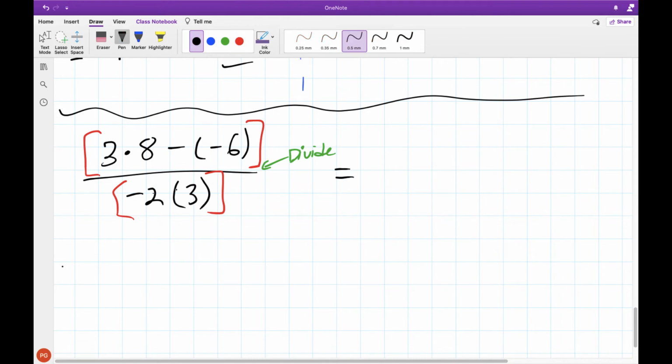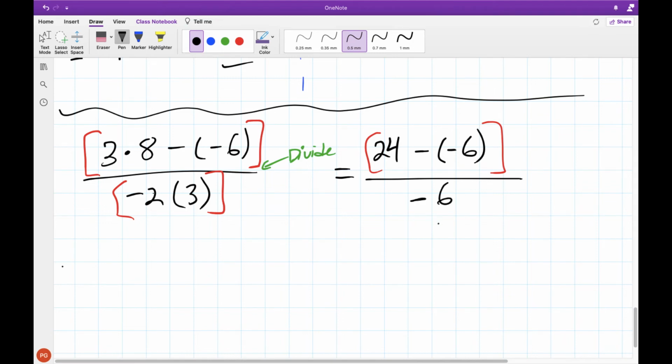If we look inside of our brackets, we do have another set of brackets here. Unfortunately, negative 6 inside these brackets we can't simplify. So we're going to start with multiplication, because we have no exponents. 3 times 8, that's going to give us 24. And then we've got brackets on the bottom as well. Negative 2 times positive 3. Negative times a positive gives us a negative. 2 times 3 gives us 6. So the bottom brackets are fully simplified.